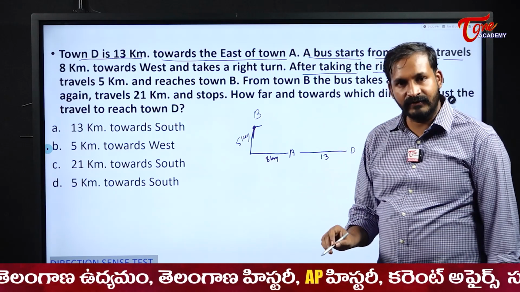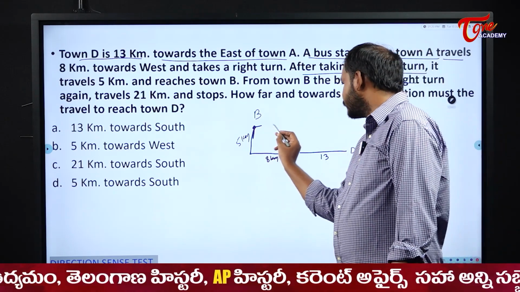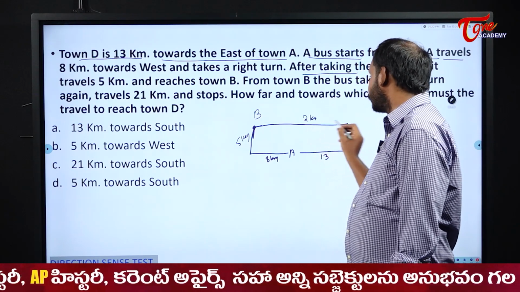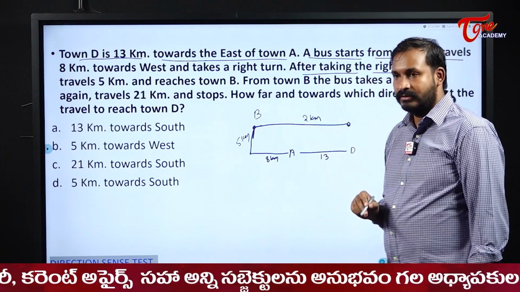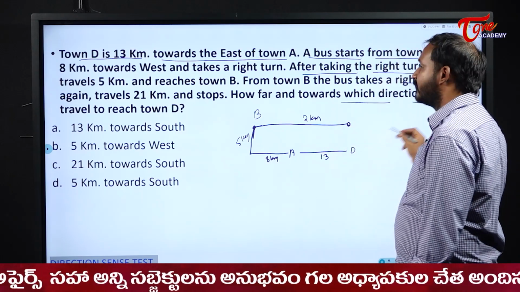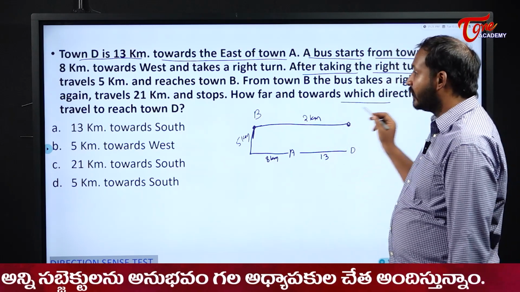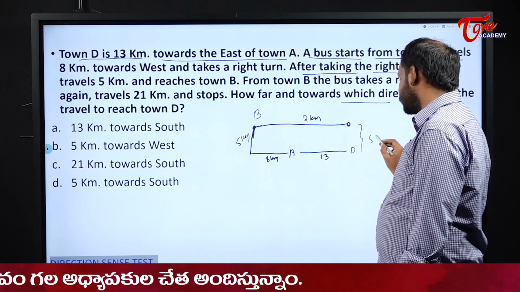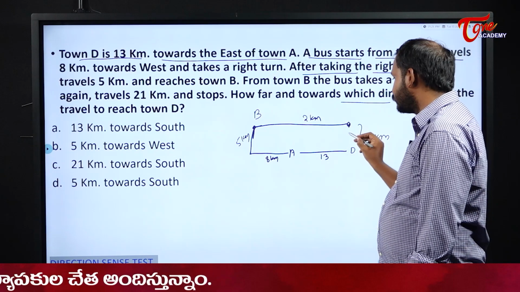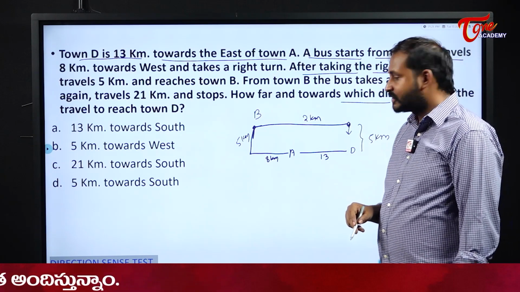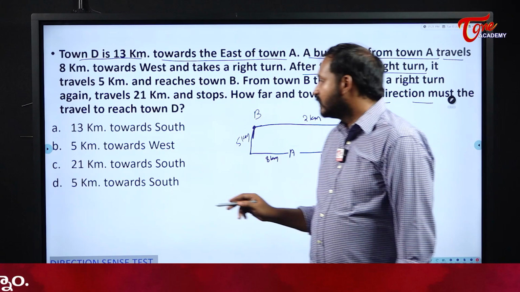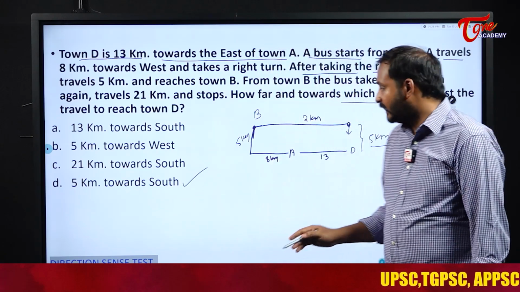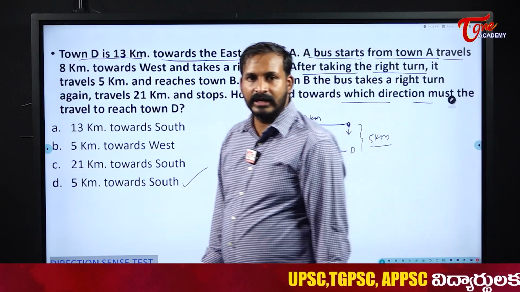8 plus 13 is 21, right? So 21 kilometers means it will come parallel to this D, and it stops here. How far towards which direction must the bus travel to reach town D? It should travel 5 kilometers in downward direction, that is south. So 5 kilometers towards south, and it will reach town D.